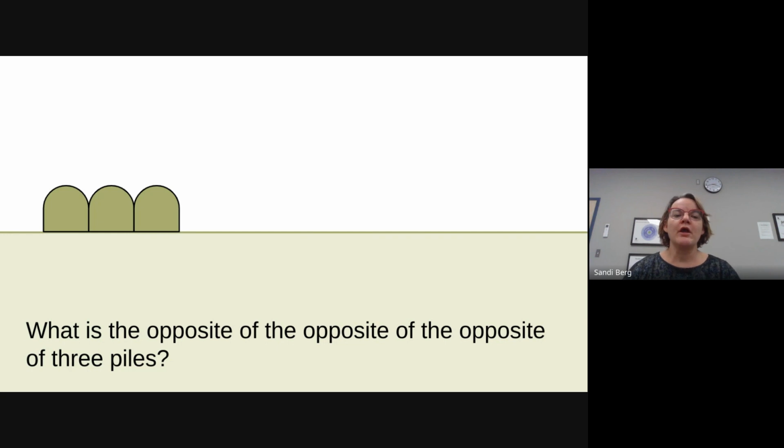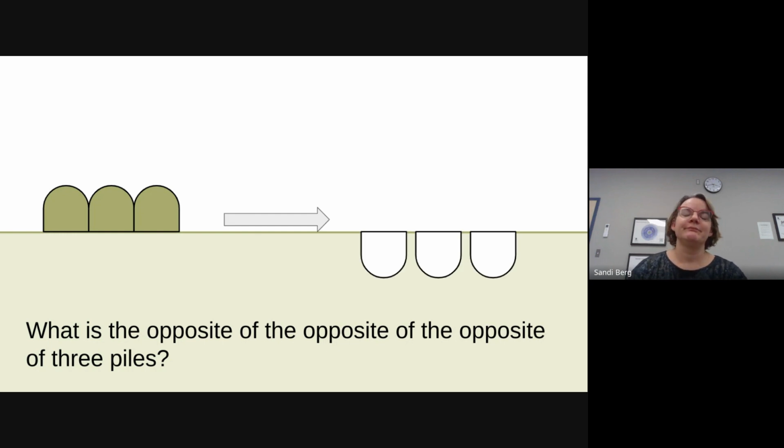If I've got three piles, well, the opposite of the three piles will be three holes. And the opposite of that will give me three piles. And the opposite of the opposite of the opposite of three piles will give me three holes. That was a tricky one.